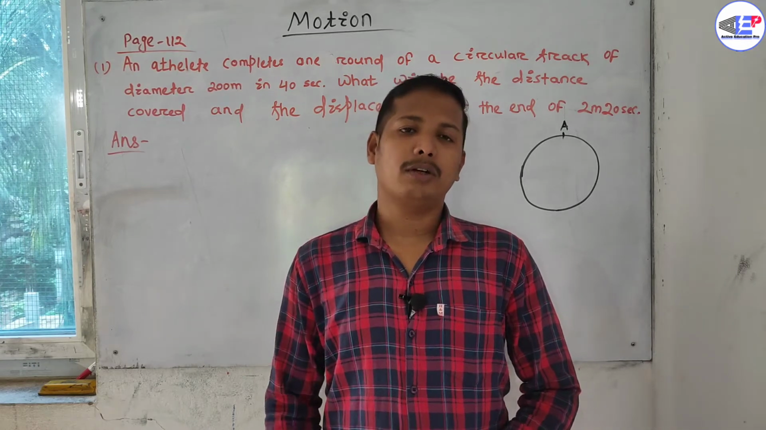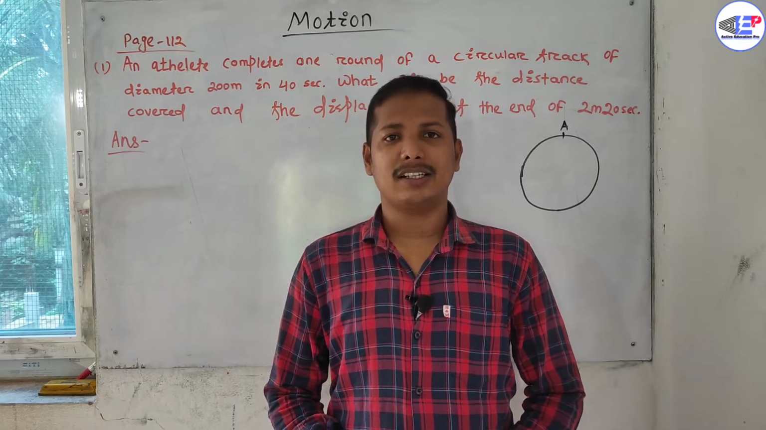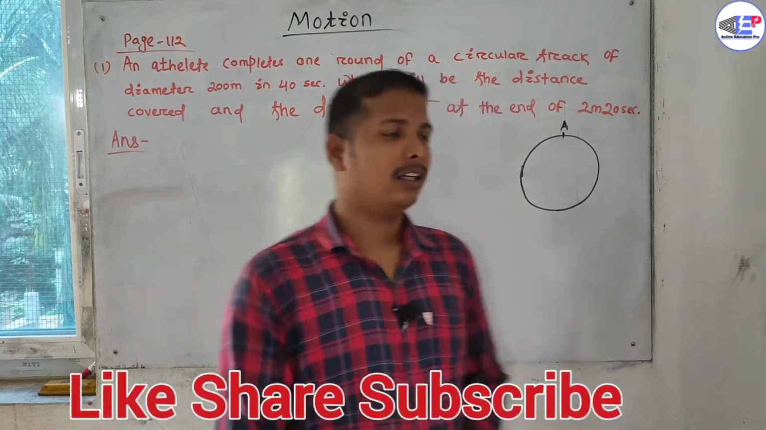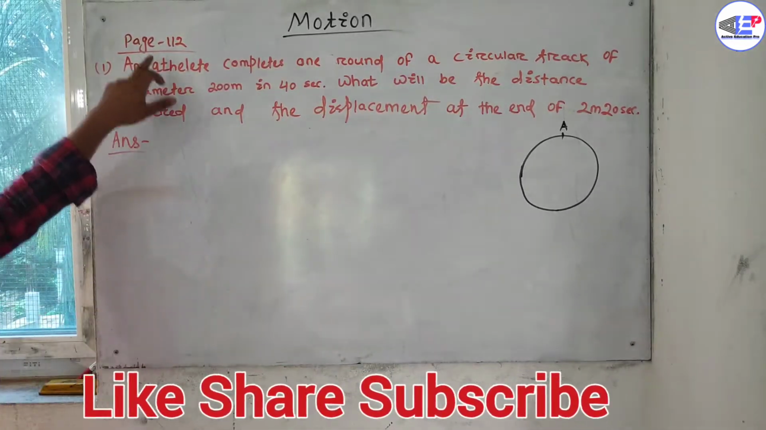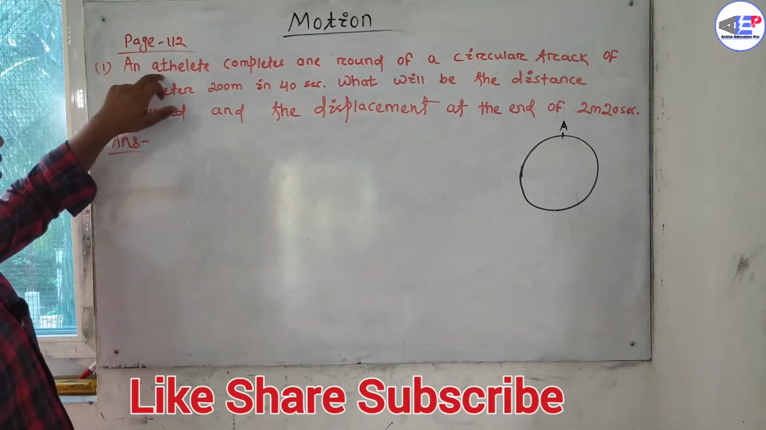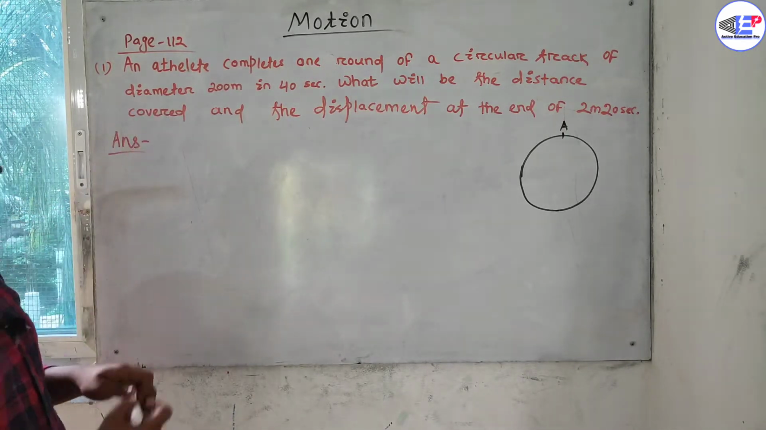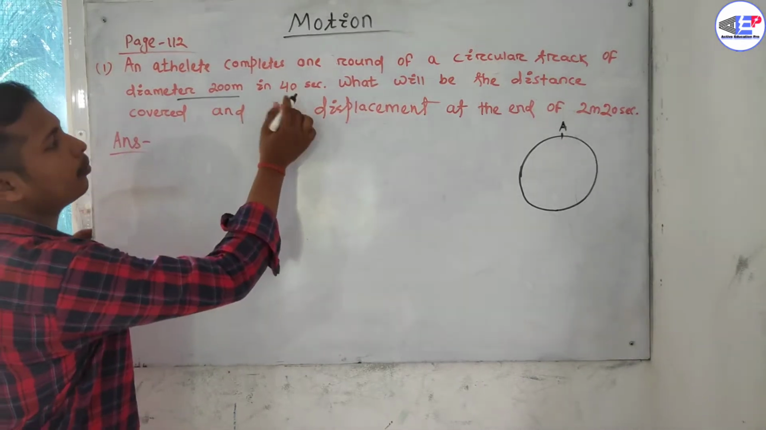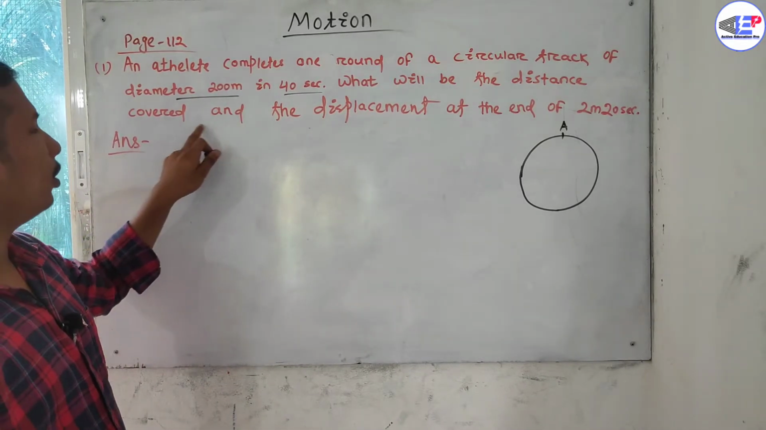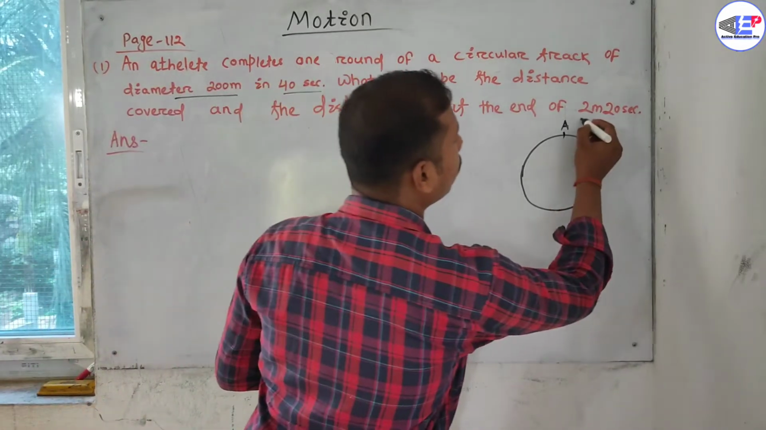Today we are going to calculate some numerical problems from the class 9 science NCERT science book, from the exercise questions. Let us start. It is a problem from page 112. The question is: an athlete completes one round of a circular track of diameter 200 meter in 40 seconds. What will be the distance covered and the displacement at the end of 2 minutes 20 seconds?